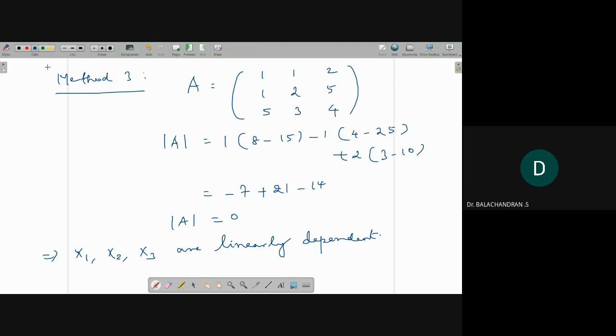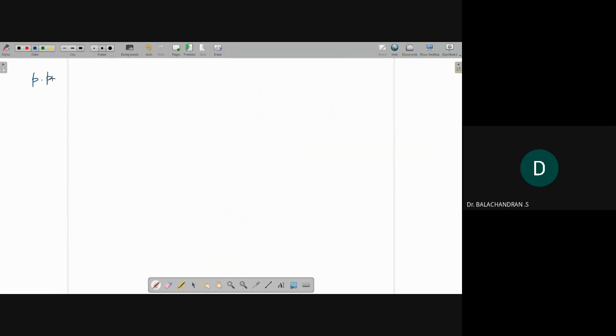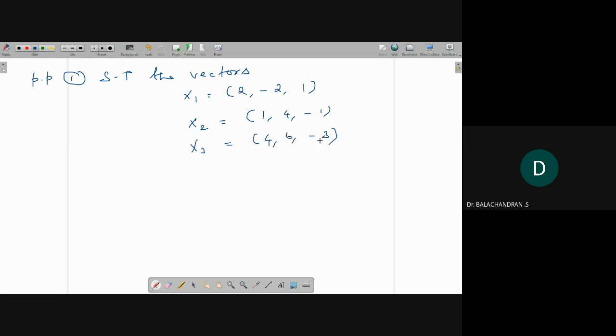Show that the vectors x1 equal to (2, -2, 1), x2 equal to (1, 4, -1), and x3 equal to (4, 6, -3) are linearly independent.